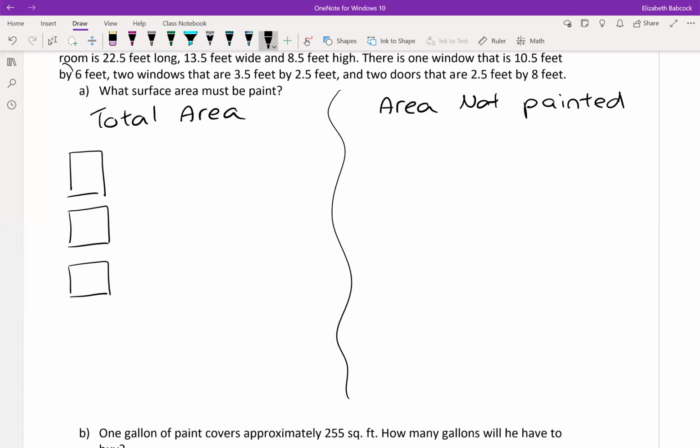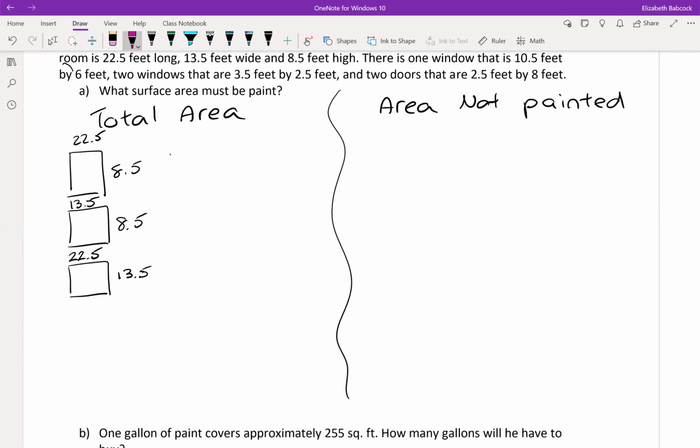So to do this, we are going to do 8.5, 8.5, 22.5, 13.5, and 13.5. So what this is, we should have each combination. We should have 22.5 with 8.5, 22.5 with 13.5, and 13.5 with 8.5. Okay, so we need to have those three different combinations.